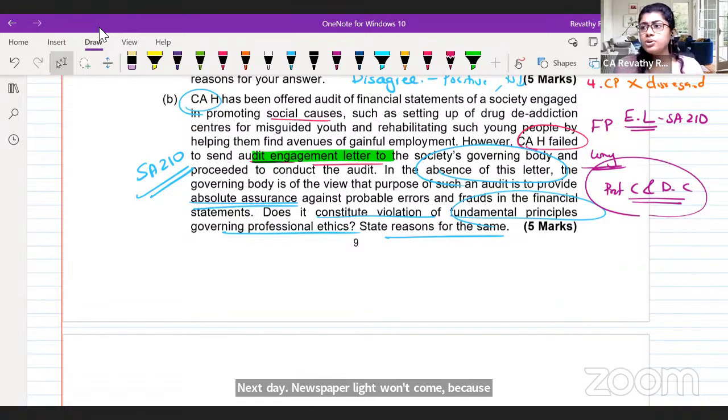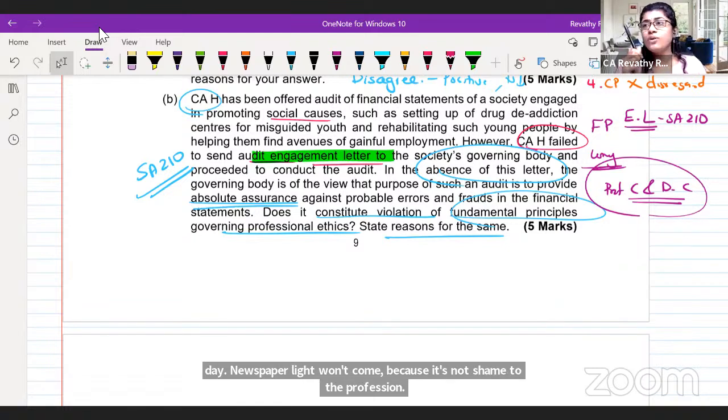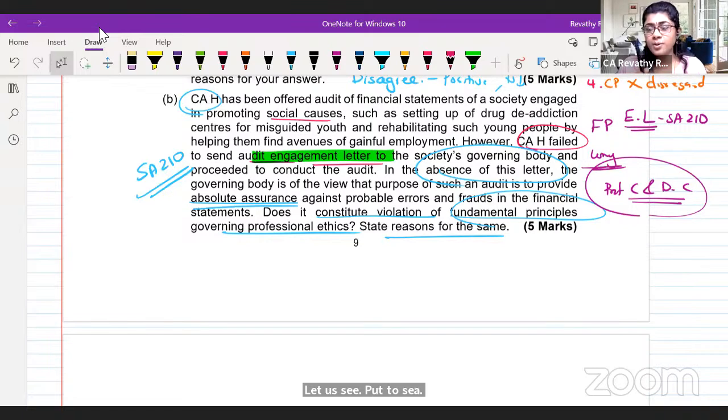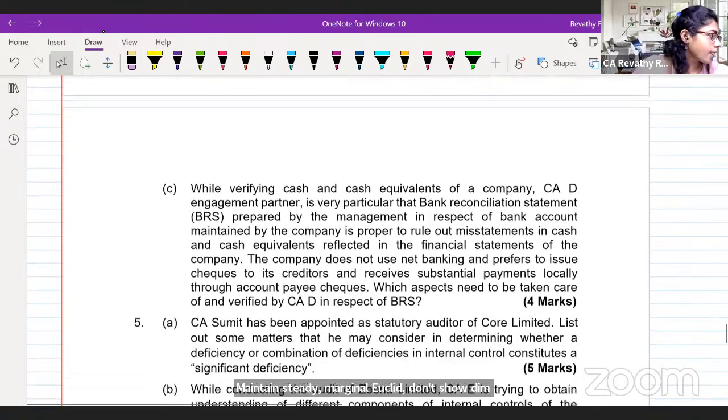Let us see. Don't show law of diminishing marginal utility. Come on, CA students are abnormal human beings. Maintain steady marginal utility. Don't show diminishing. Maintain it steady.